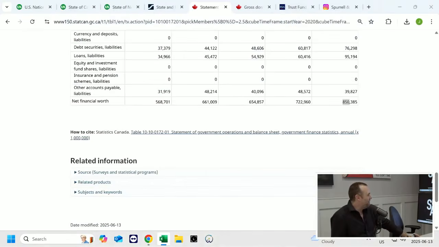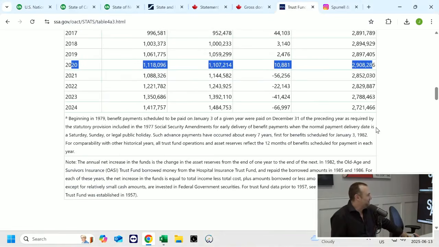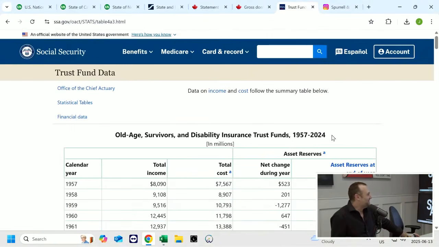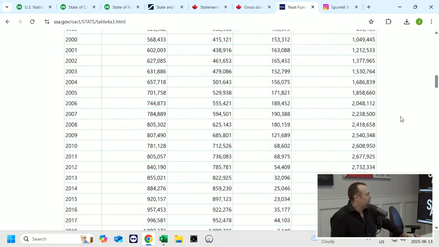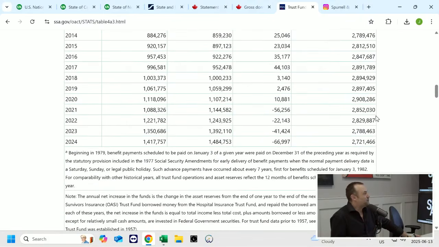So what is going on with the U.S. Social Security? This is very, very scary. So this is the U.S. Social Security Trust Fund. Their balance, interesting enough, peaked in 2020 at $2.9 trillion. I want people to understand that. We have $1 trillion of assets in our CPP fund. They have close to $3 trillion of assets in there. 10 times the population. Oh, wow. So they're not good savers. Well, neither are we. Ours is underfunded too, but theirs is like comically underfunded.